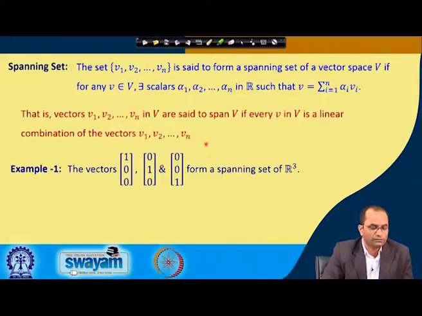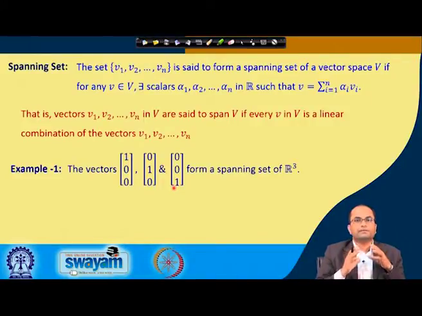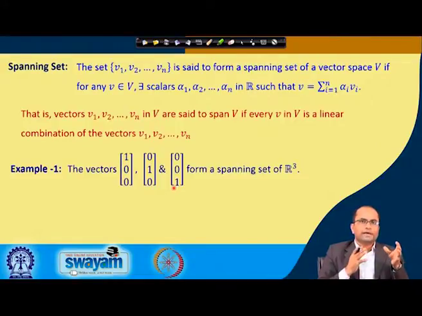In the example here we are considering the vectors (1,0,0), (0,1,0) and (0,0,1), which form a spanning set of R3, meaning we have to show that if we take any element of R3, then we must be able to write it as a linear combination of these three vectors, and that is what we mean by a spanning set. So let us check how (1,0,0), (0,1,0) and (0,0,1) form a spanning set for the vector space R3.